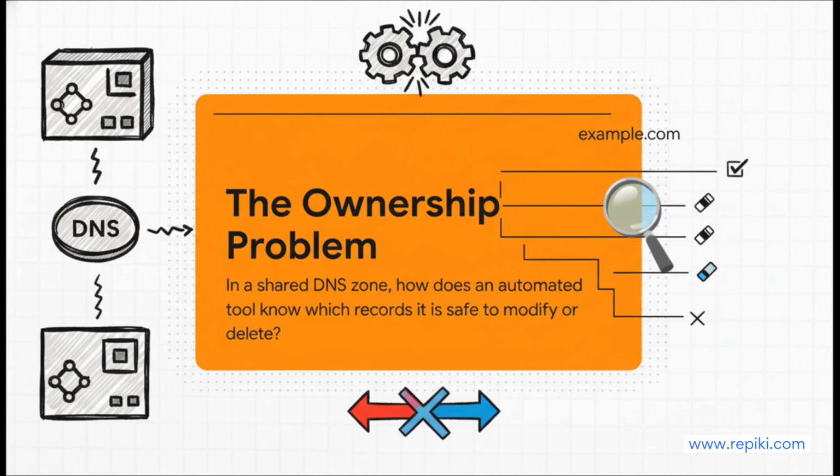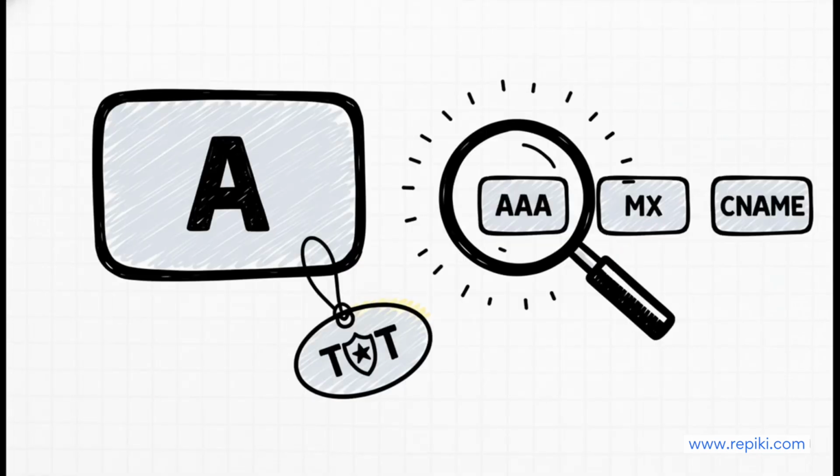Imagine you have 2 different Kubernetes clusters, one for dev and one for prod, and they're both trying to manage records in example.com. How does the dev cluster's external DNS know not to accidentally delete a production record? If they don't know who owns what, they'll just fight each other all day long, creating and deleting each other's records. It would be total chaos. The solution here is really clever.